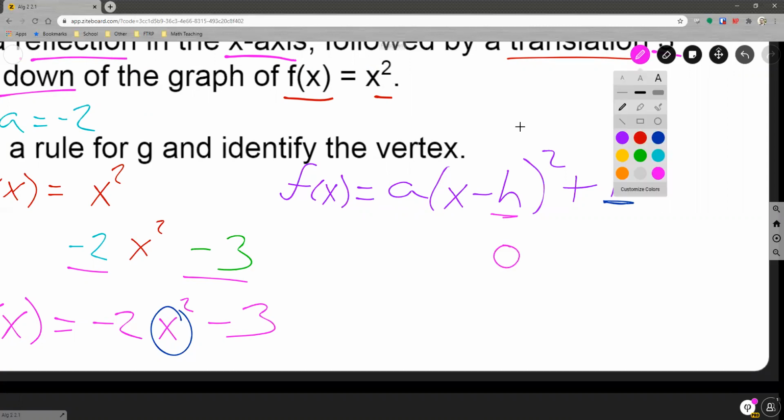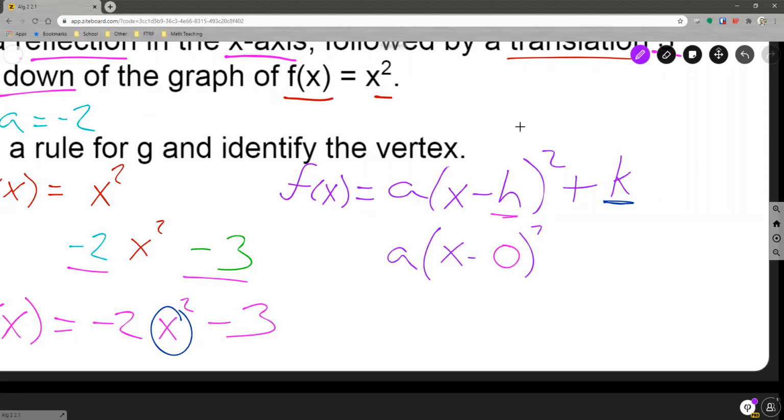So I could rewrite the first part of this equation as a times x minus 0 squared. And I actually know my a value also, so let's rewrite that. My a value was -2 because I reflected it and I stretched it out by a factor of 2. And then finally, I need to write my plus k in.